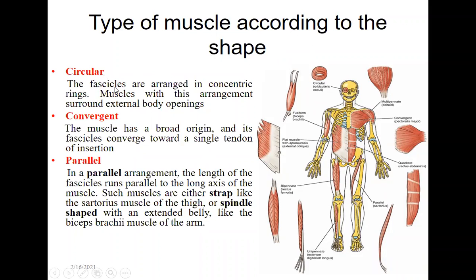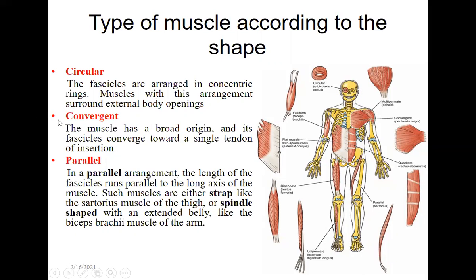One is the circular. The fascicles are arranged in concentric rings, as you can see here. Muscles with this arrangement surround the external body openings. Wherever there are openings, like the oral cavity, the eye, the nose, the ear, the anal cavity, there are these types of muscles which form a sphincter-like action. They close and open, only when it is necessary. So these are the circular, around the eye, around the mouth, as I said before. Examples are the orbicularis oculi and oris.